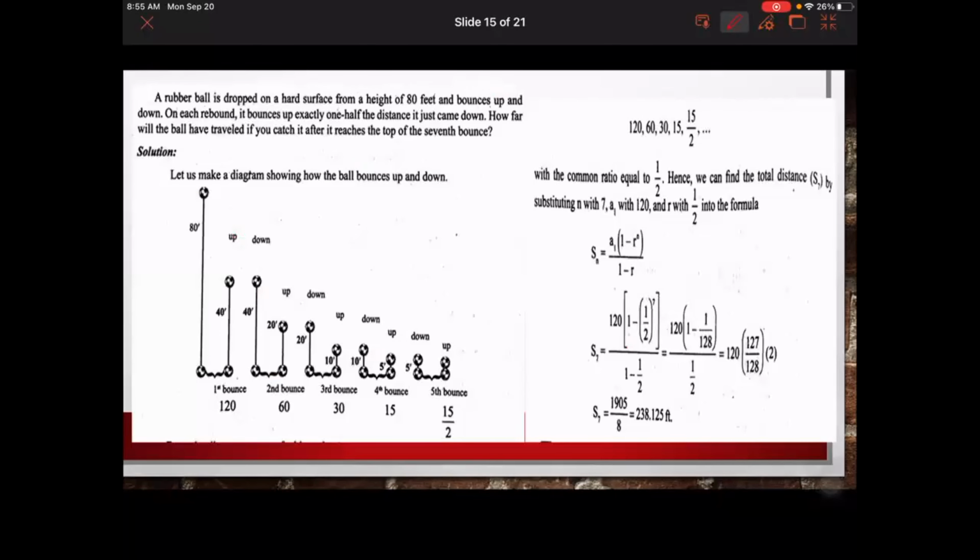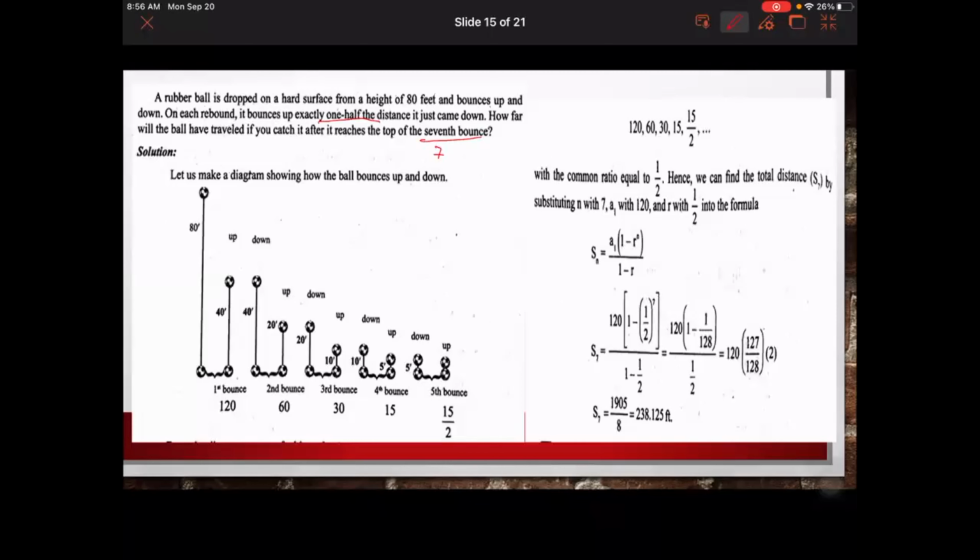For the number 2, nakalagay dito, a rubber ball is dropped on a hard surface from the height of 80 and bounced up and down. So, on each rebound, it bounced up exactly 1/2 of the distance. Sabi dyan, 1/2 of the distance that it just came down. So, how far will the ball have traveled if you catch it after it reaches the top of the 7th? So, nakalagay pang 7. So, this is the illustration.